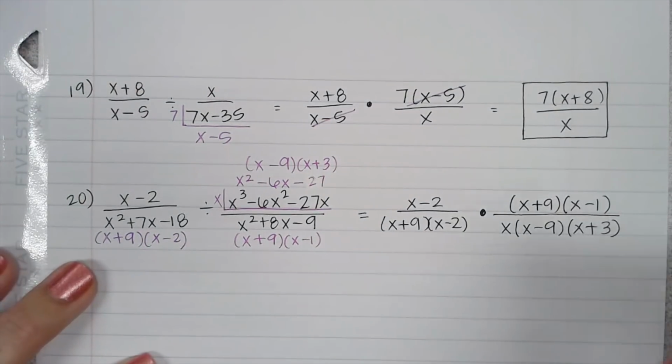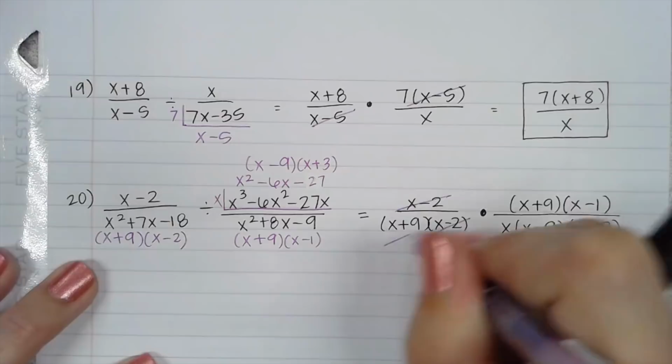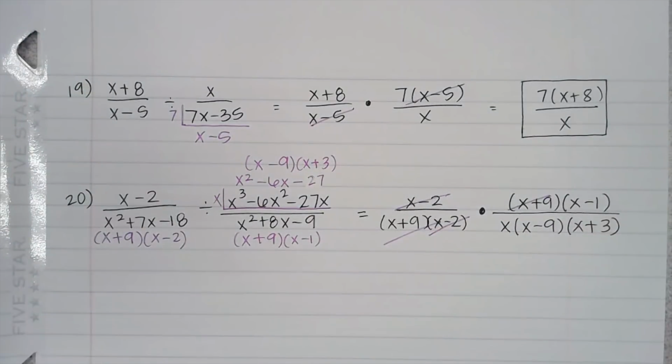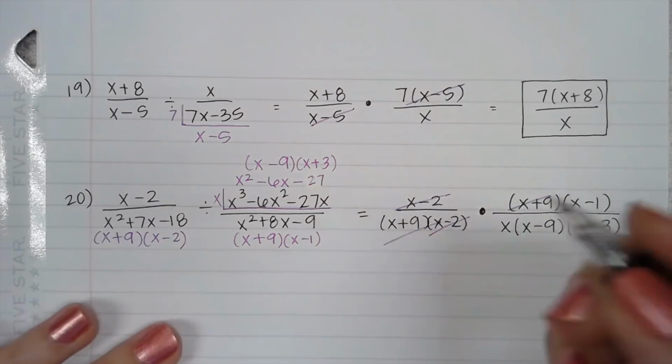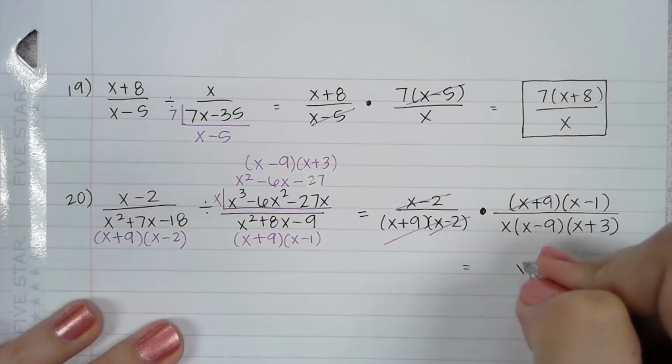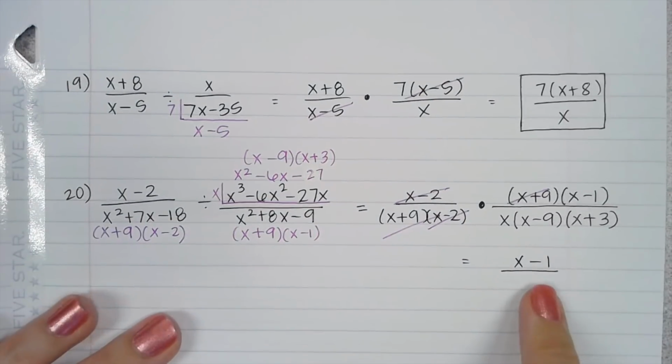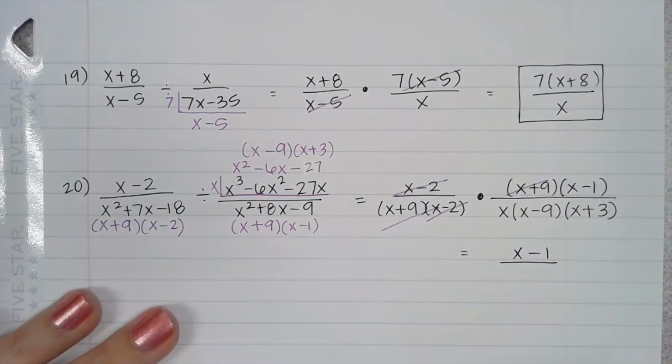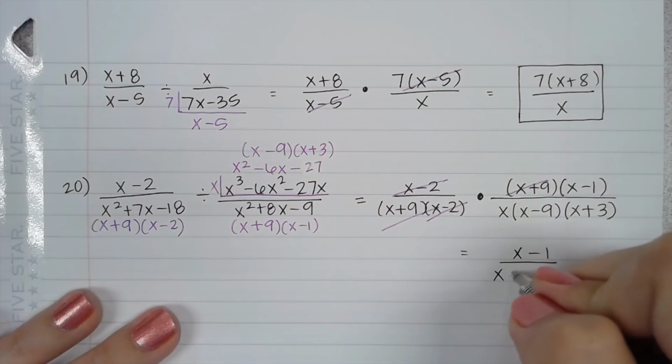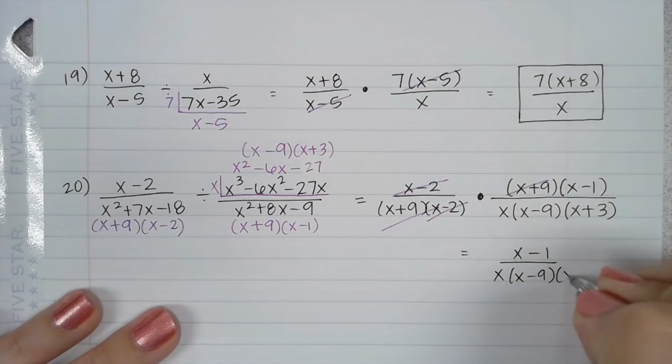And so my x minus 2's cross out, my x plus 9's cross out, and then I want to just look at the things that are left over to see if there's anything else in this problem that I can eliminate, but there's not. So out of all the things that are left over, in the top I have an x minus 1. I don't need to put parentheses around that because it's not being multiplied by anything else. And then in the bottom of this fraction, I have x minus 9, and I have x plus 3.